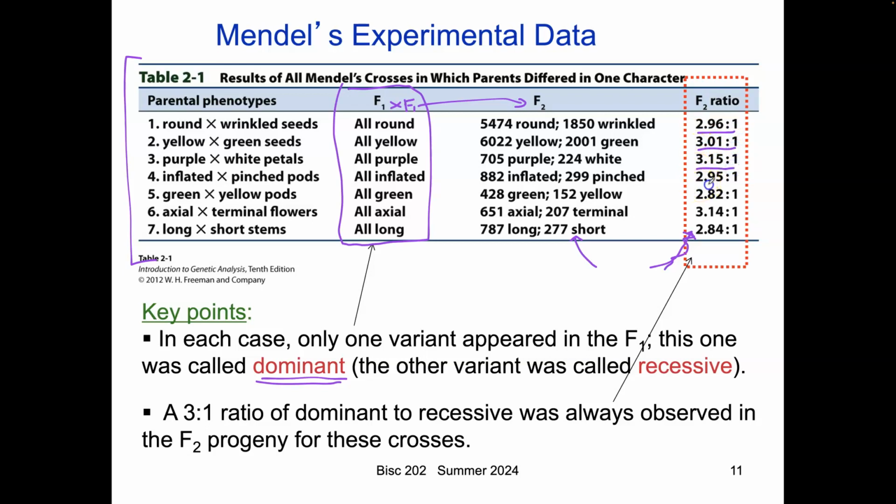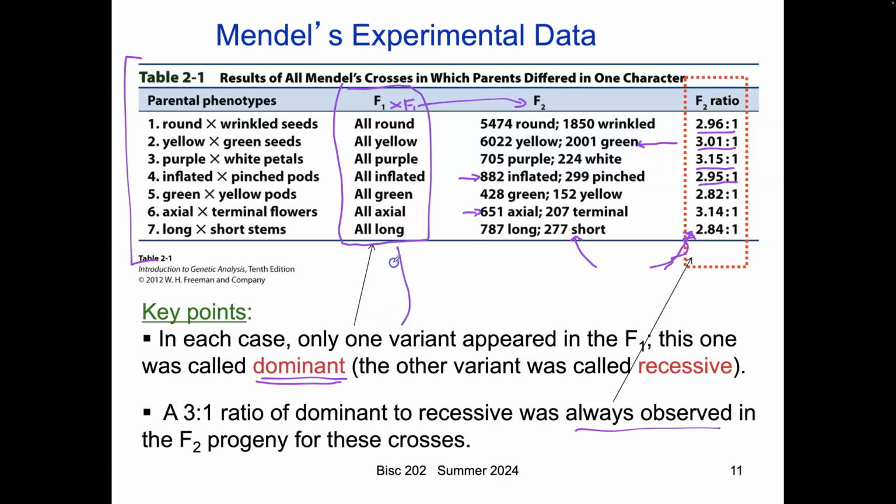Notice that it's not perfect, even though there's over 10,000 counted here. There's 850 or so counted here. The closest one is like 8,023 counted. So the ratios are not perfect, but they're all really close to 3-to-1. And so that ratio was observed consistently in the F2 progeny for the crosses. And those are the key points.